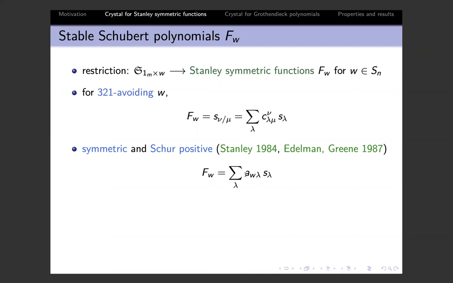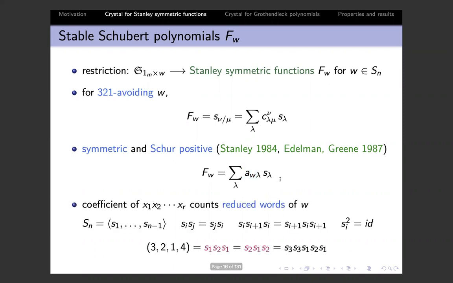So what we are interested in, in the first part of the talk, is these coefficients a_{w,lambda}. We want to get a crystal theoretic interpretation for these coefficients, and they turn out to be positive integers. One reason why Stanley symmetric functions are important is that if you look at the squarefree term of the Stanley symmetric function, the coefficient of this term counts the reduced words of w.